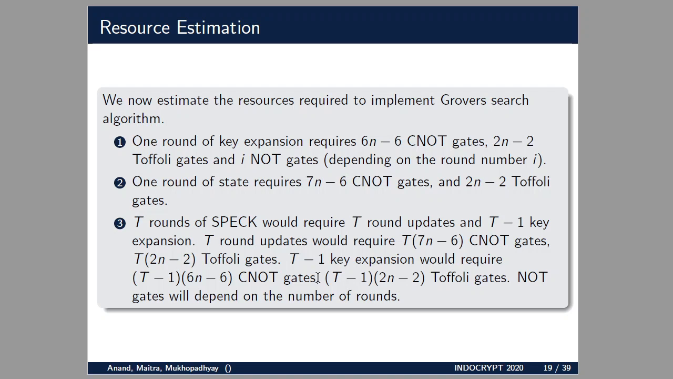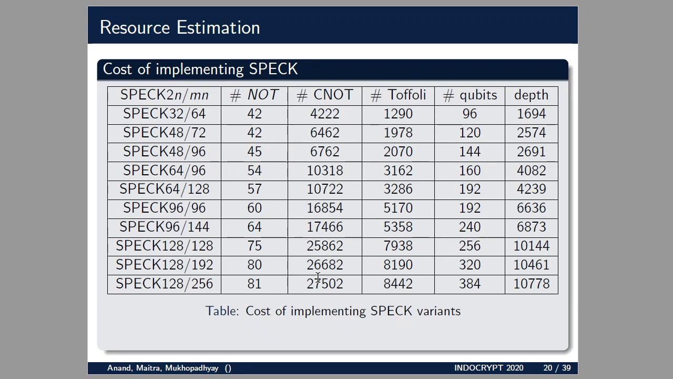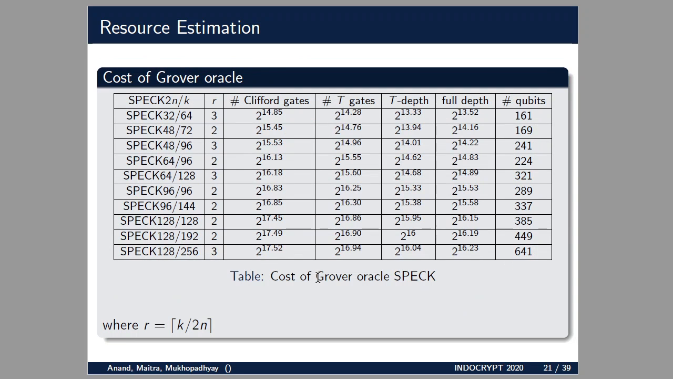So T rounds of SPECK would require T round updates and T minus 1 key expansions. T round updates would require T times (7n minus 6) C0 gates and T times (2n minus 2) Toffoli gates, and T minus 1 key expansions would require these many C0 gates and these many Toffoli gates. NOT gates will always depend on the number of rounds. Using this, we find the cost of implementing all the SPECK variants as given in this table, and the cost of the Grover's oracle is given in this table, where R is equal to the ceiling of K by 2n.